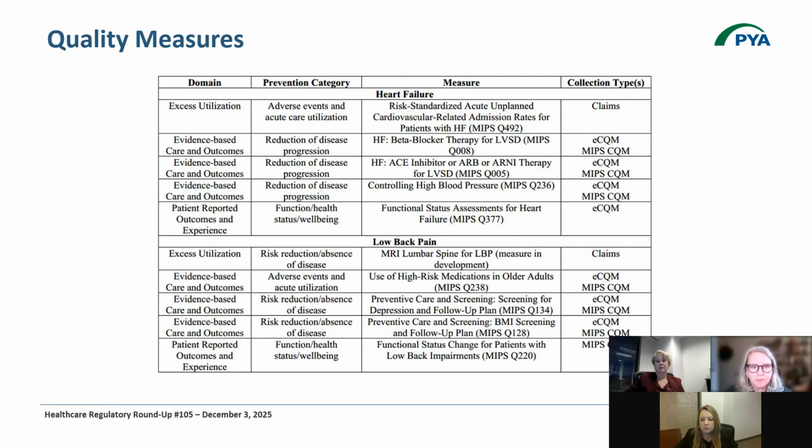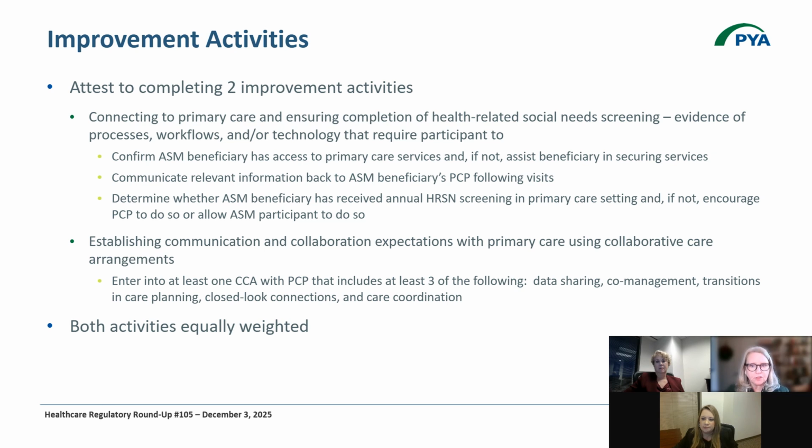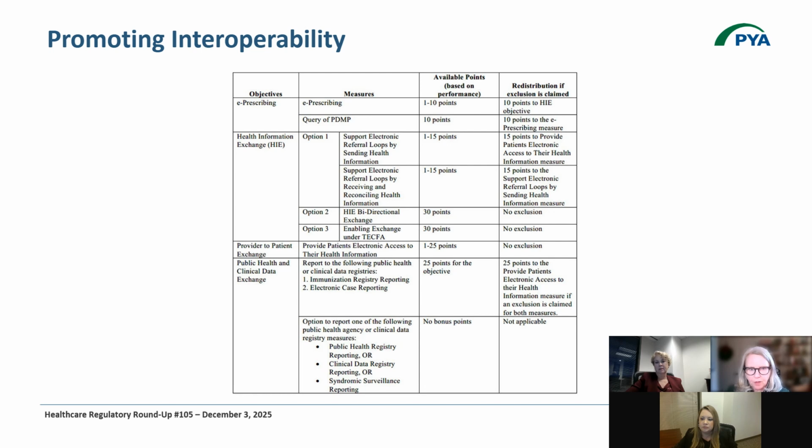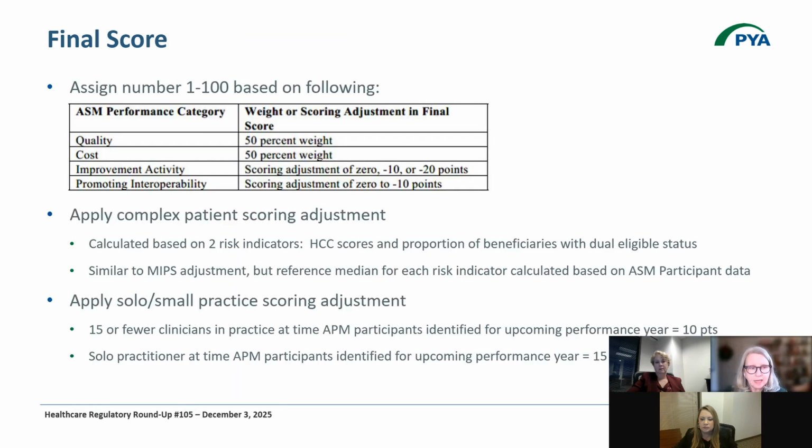In terms of improvement activities, you're going to attest to completing 2 improvement activities, both connecting primary care to ensure completion of health-related screening of social needs, and then establishing communication and collaboration expectations with primary care using collaborative care arrangements. So, not surprisingly, the idea here under improvement activities is better coordination between primary care and specialists in managing these chronic conditions. Both activities are weighted equally for purposes of calculating scores. And then for promoting interoperability, again, we see very regimented PI measures on which you will report as an ASM participant.